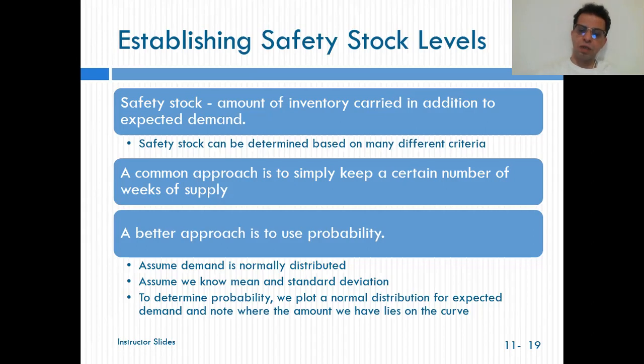And basically what is done is to assume that demand is normally distributed and assume we know the mean and the standard deviation to determine the probability. We plot a normal distribution for expected demand, and we note where the amount we have lies on the curve. So we have the standard deviation this way and this way, and we want to keep it in a safe zone.